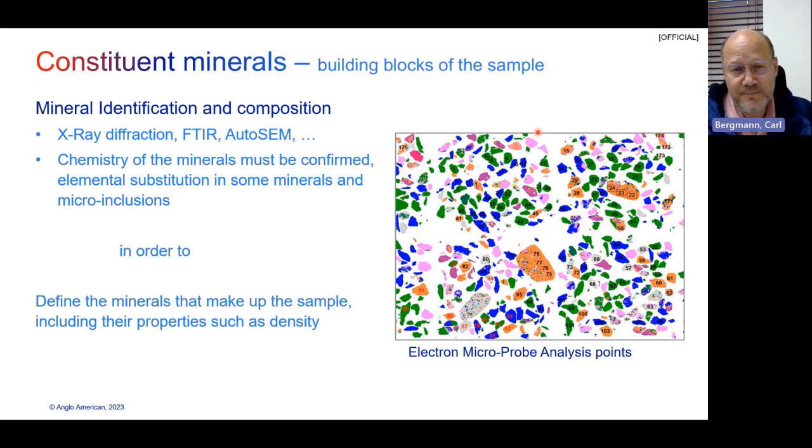The picture on the right, each color is a different mineral, and each number is a little spot on that mineral that's been assayed by the microprobe to get the inherent grade of a clean piece of that mineral. So once you've done that, you should have a list of the minerals that make up your sample, and you'll have correct information regarding assay and regarding density.